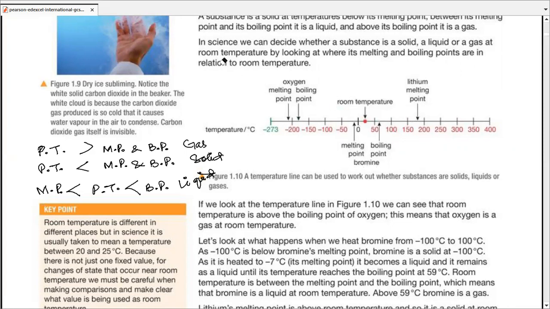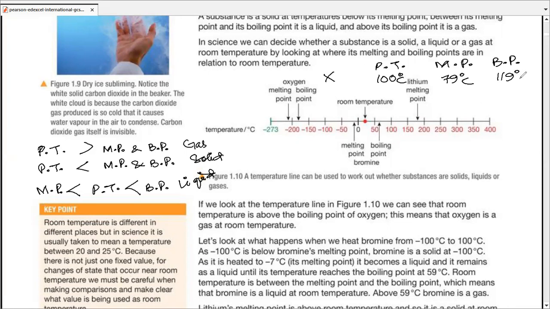Let's practice it with some unknown substances. Let's say I'm going to give you the particular temperature. I'm going to give you the melting point. I'm also going to give you the boiling point, just like in your past paper questions. Let's say the substance is X. The particular temperature at which you need to find out is 100. It melts at 79 degrees centigrade while it boils at 119 degrees centigrade.